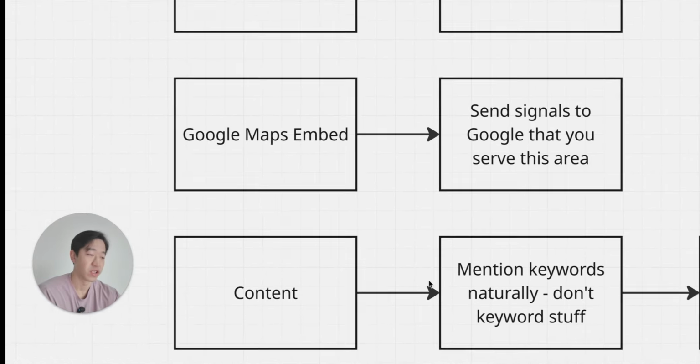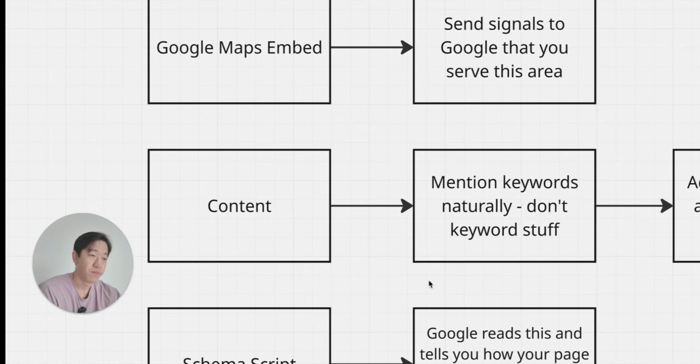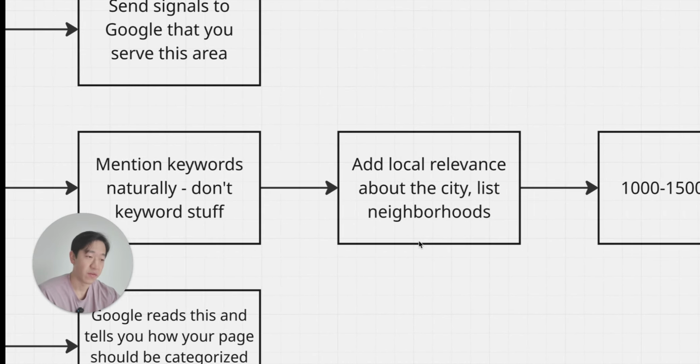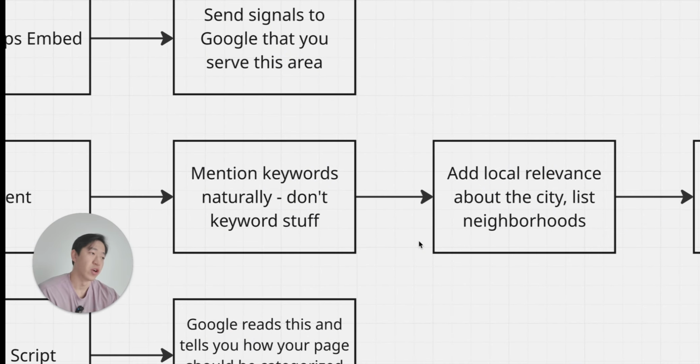So that sends more signals to Google. Next thing is the content. Mention keywords naturally, don't just keyword stuff. Back in the day with SEO, you could basically just keep saying "water heater repair in Dallas, Texas" 100 times and you'd rank page 1. But now the algorithm has gotten a lot more complicated.